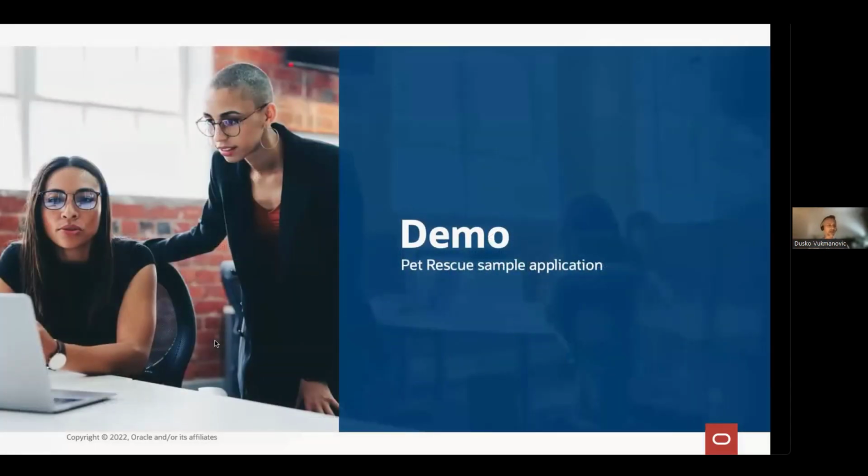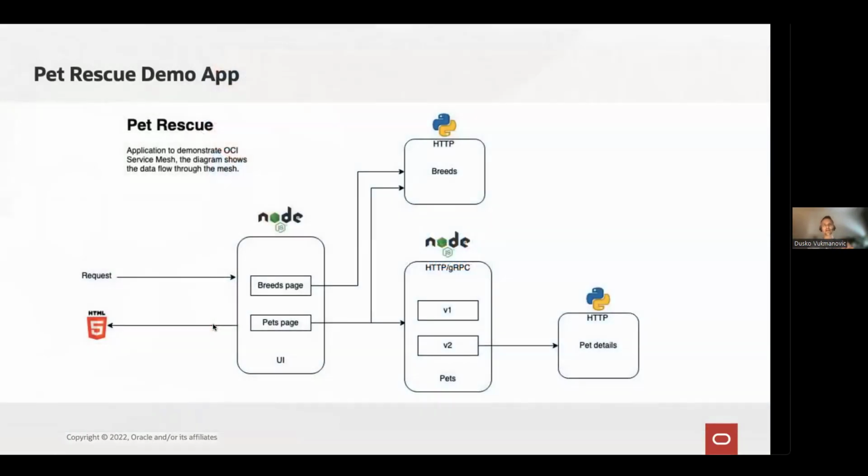Now I will show you the demo. I will show you what you get from the Service Mesh. I will use this application. This is the Pet Rescue demo application. There are 4 microservices: UI, pets, breeds, different breeds, cats and dogs. And then notice that this pets microservice has 2 versions, V1 and V2. V2 obviously will return more details because it calls this pet details microservice.